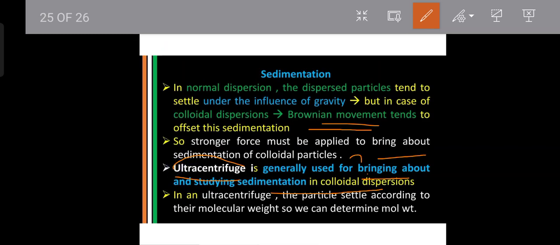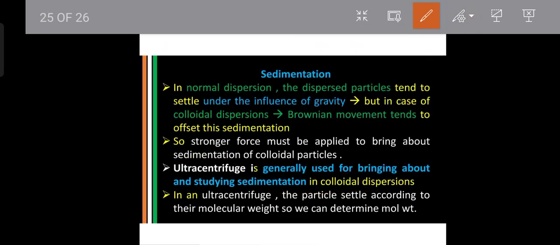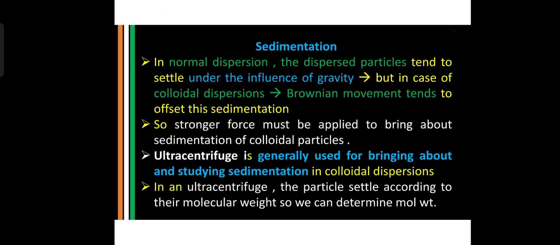Okay, in an ultracentrifuge the particles settle according to their molecular weight, so we can determine the molecular weight also. The higher molecular weight particles will settle at the very bottom, and the others follow in this order. So with the help of the ultracentrifuge and the sedimentation process we can determine molecular weight also. These are the kinetic properties of colloidal dispersion.